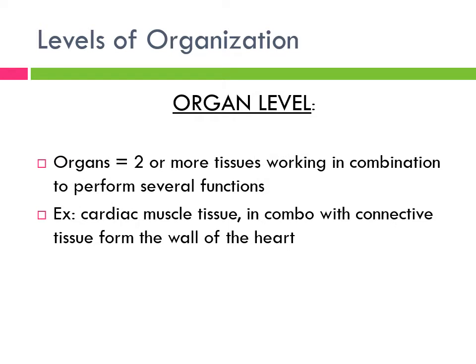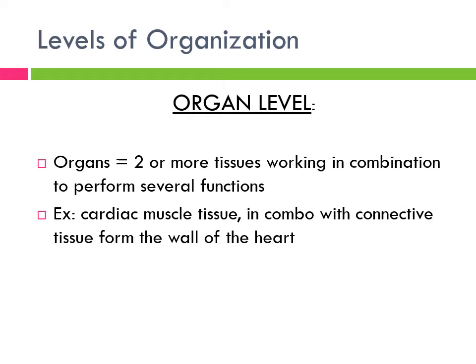Once you have tissues combining, those tissues combine to form organs. So an organ is 2 or more tissues working in combination to perform several functions. Cardiac muscle tissue is a good example. So when we have that in combination with connective tissue, we then can form the actual walls of the heart.